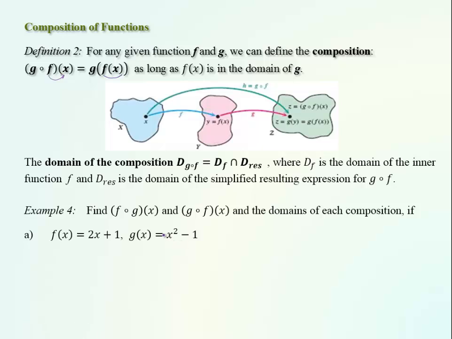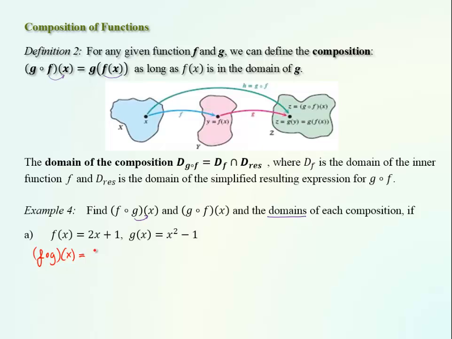Let's see how it works in practice. We need to find the composition f of g of x and the other way around, g of f of x. Remember that the function that is closest to the x operates on x first. So in this case, g operates first. And then also find the domains of each composition, if we know the two given functions as indicated here. So let's find out f composed with g of x.